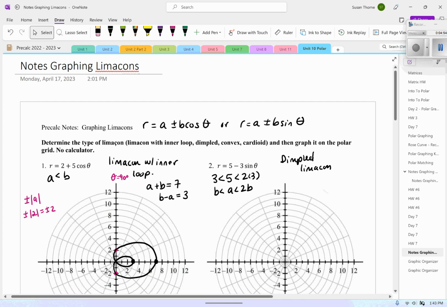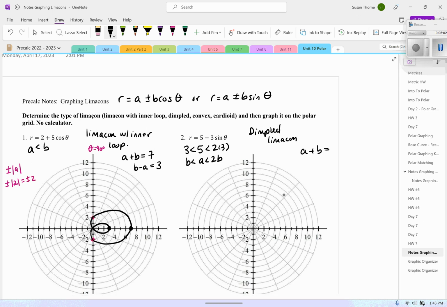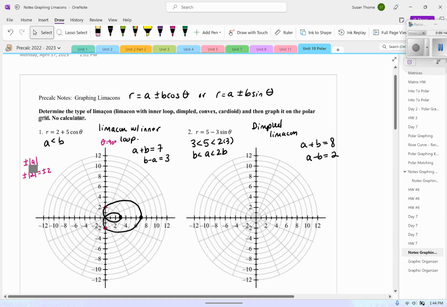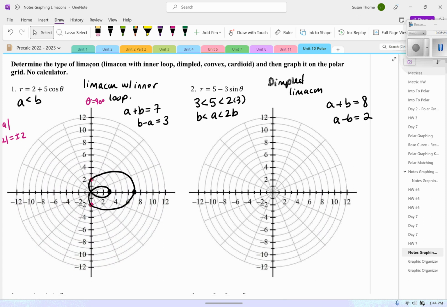And so the r max value would be a plus b, again, the absolute value of those. So 5 plus 3 would be 8, and a minus b gives us 2. And again, we're using the absolute value of those. So we have a sine graph, and remember, sine is centered around the line theta equals pi over 2 or 90 degrees, which again is this line right here.